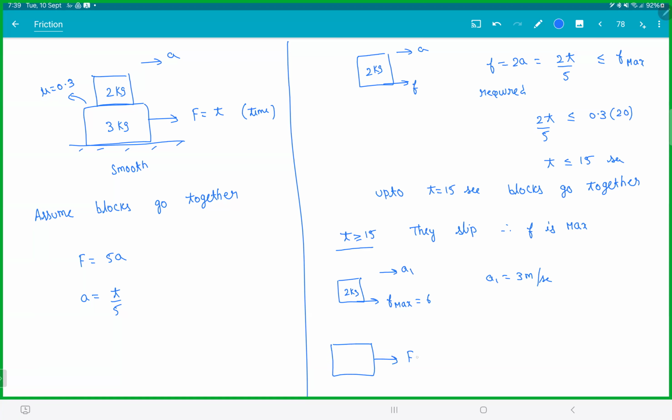Whereas the 3 kg guy, F is equal to T. This is F max equal to 6. This is A2. T minus 6 is equal to 3 A2. A2 will be T by 3 minus 2 meter per second square. This acceleration is continuously increasing. So if I try to plot a graph for this, I'll turn the page.